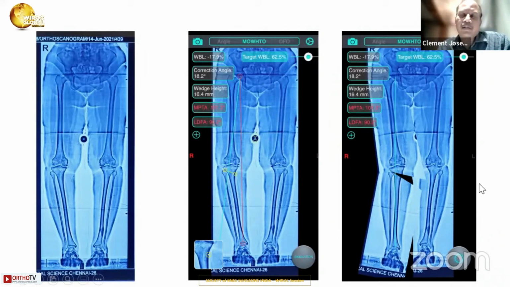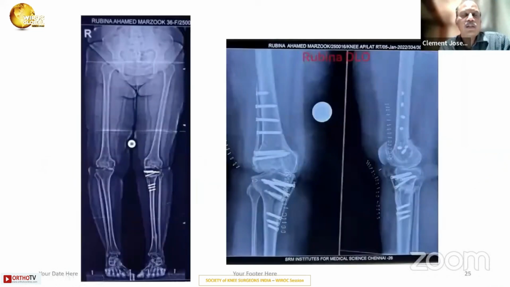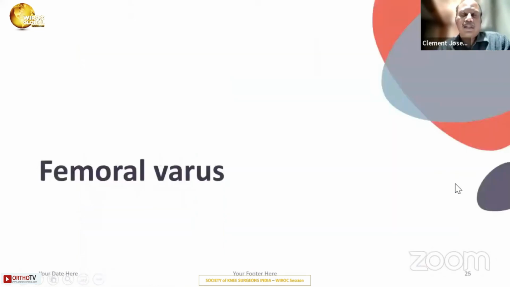So in this kind of gross varus, where the varus is contributed by the femur, the tibia and the soft tissue, it's very important not to correct these gross deformities on one bone alone. Double level corrections may be indicated in these cases, as would be elaborated by Bhushan later. So this particular patient underwent high tibial osteotomy on the left side and double level osteotomy on the right side.